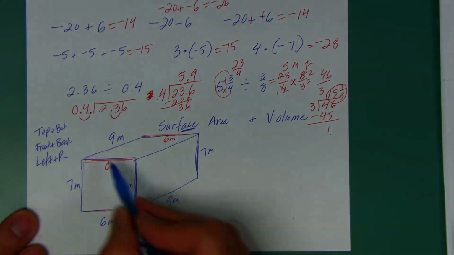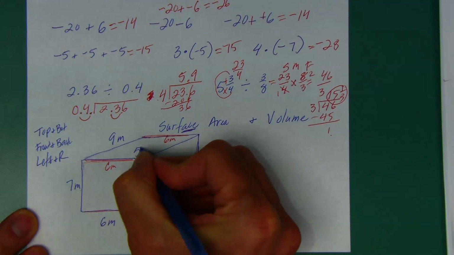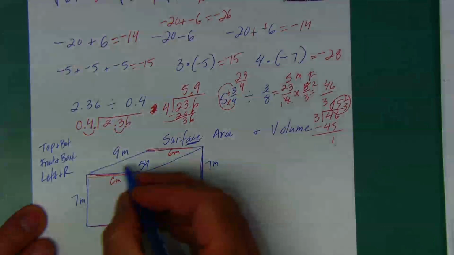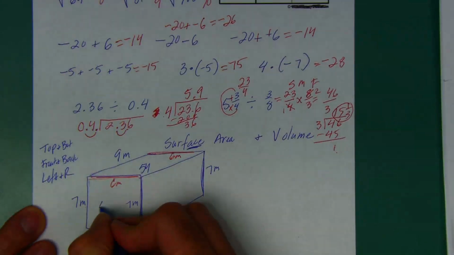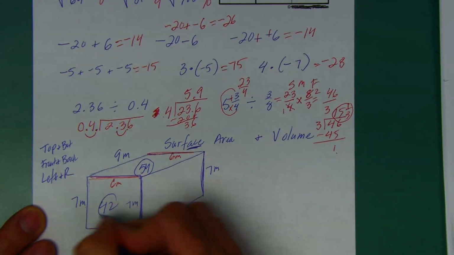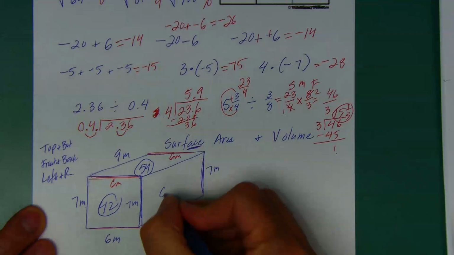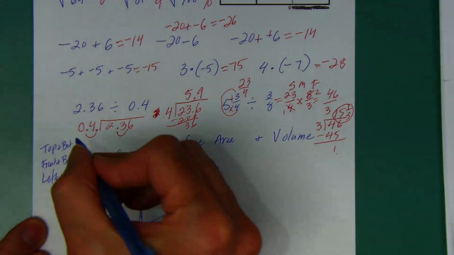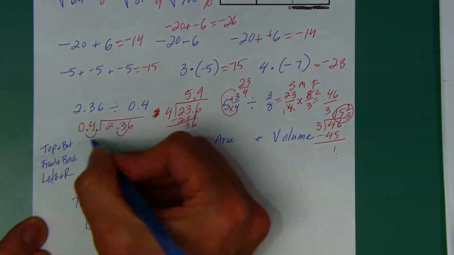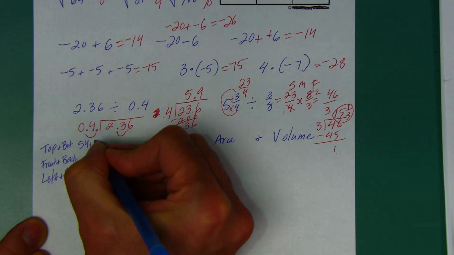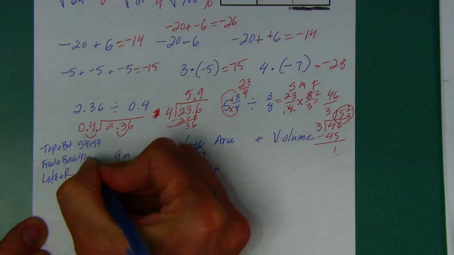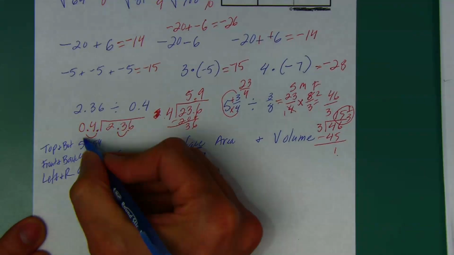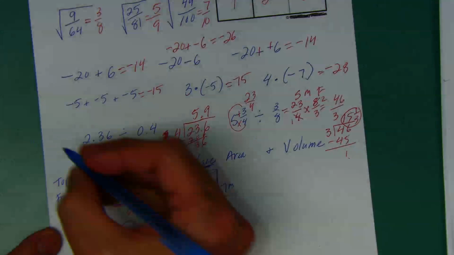So what is the area of the top? Well, 9 times 6. Forget that. Up here, right? That's 54. What is the front? 7 times 6, 42. What is the right side? 9 times 7, 63. Now, I can go ahead and write the top and bottom 54 plus 54. And the front and the back, I can say 42 plus 42. And the left and the right, I can say 63 plus 63. Or I can add 54, 42, and 63 and double it.